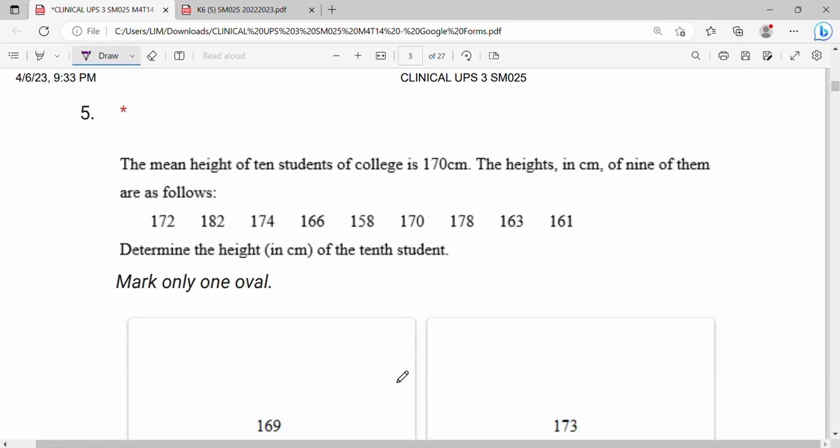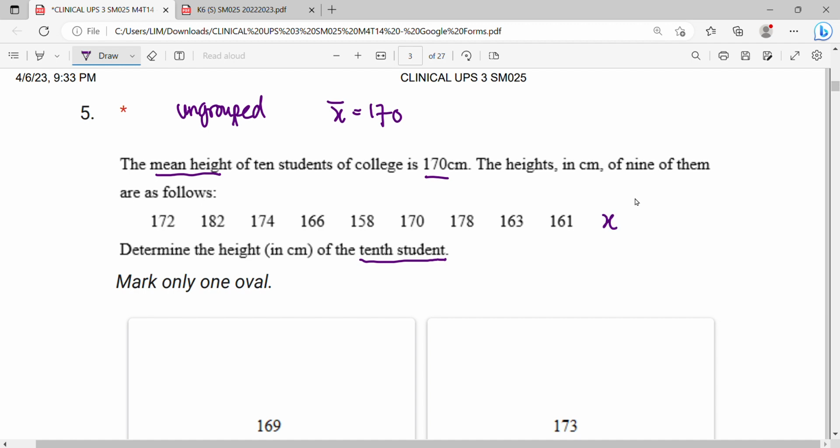So this one, group or ungroup? So ungroup data. When you're having a mean, the mean is 170. So 9 of them: 1, 2, 3, 4, 5, 6, 7, 8, 9. So determine the height of the 10th student. So 9, and there's one more we don't know, X.